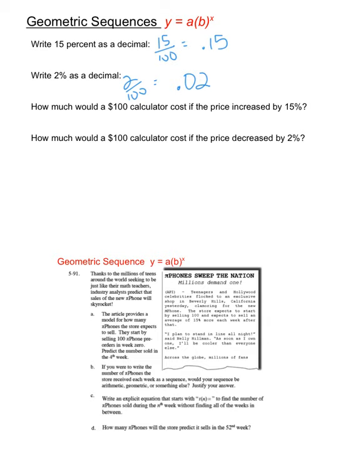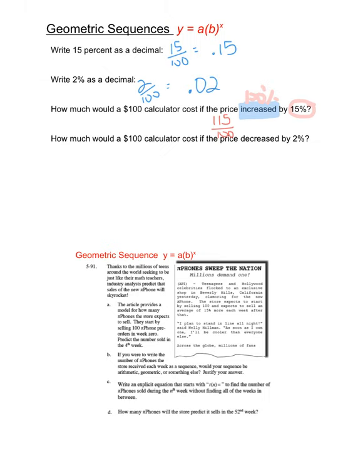So anytime a price increases, you have to think of it as keeping 100% of how much you started with, and then we're gaining an extra 15%. So our total percent is 115%, and if we divide by 100, we get 1.15 as a multiplier. So in a calculator, I would take the $100 calculator, do 100 times 1.15, and I would get $115 as my total cost.